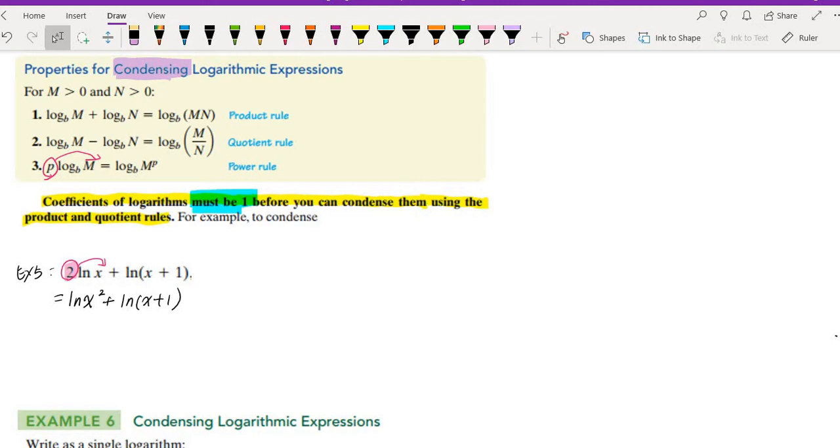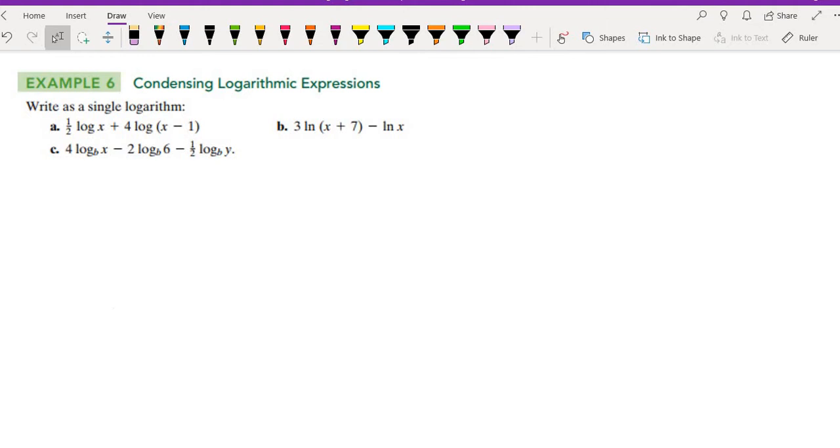Now both coefficients are 1, so I can apply the product or quotient rule. Since between is a plus sign, I know I must use the product rule. So I'm going to write natural log. Remember, my m in this case is x squared, and my n in this case is x plus 1. So that is my final answer.